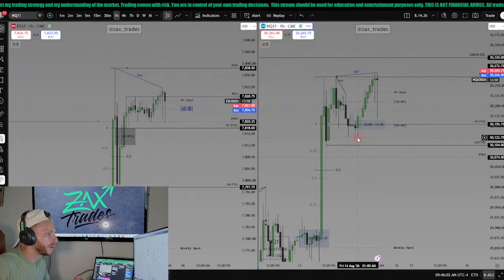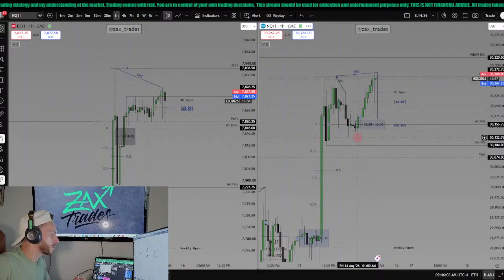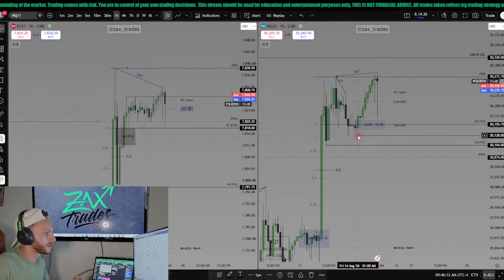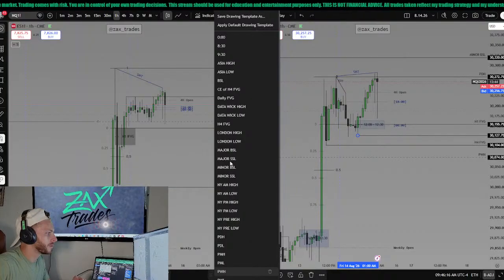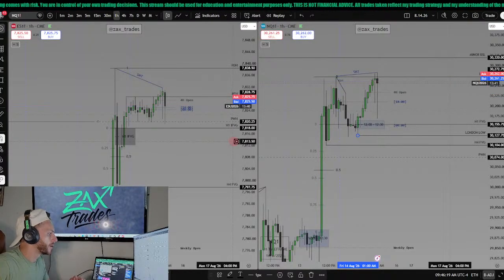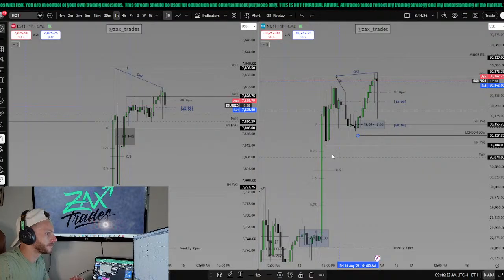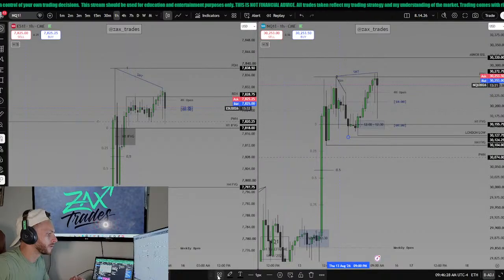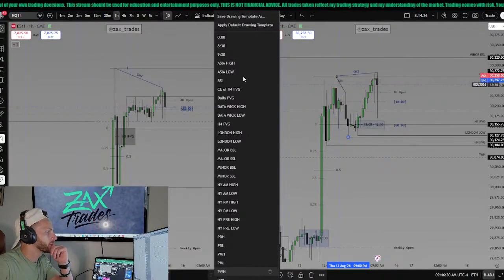9 p.m., 1 a.m. So honestly, we got some relative equal lows from the overnight session. You could probably consider the 1 a.m. one your London low, and then that 9 p.m. one your Asia low.